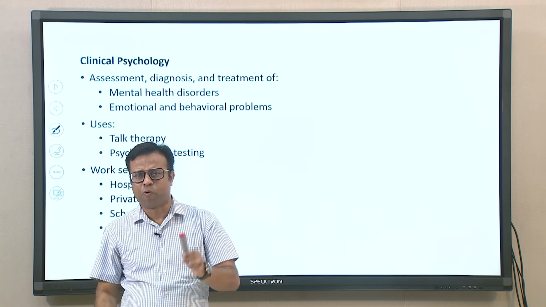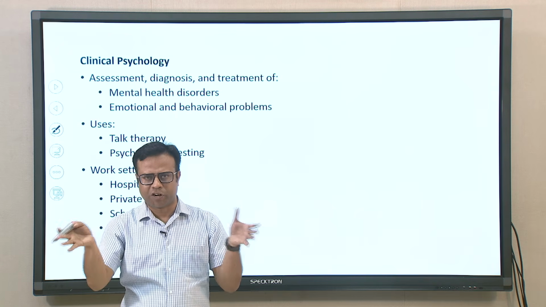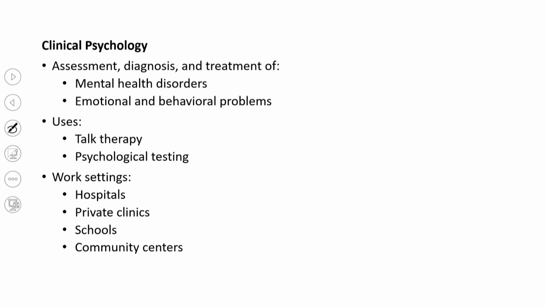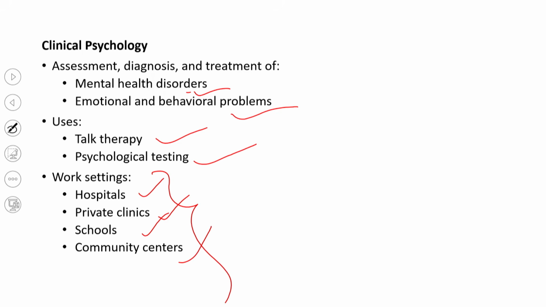Just to give one or two examples, what do clinical psychologists do? They assess, diagnose and treat mental health disorders, emotional and behavioral problems. A lot of clinical psychologists you will find in hospitals, in educational institutions and so on; their work is mental health disorder diagnosis and treatment. They use talk therapy and psychological testing to find out and then treat. They work in various settings such as hospitals, private clinics, schools, community centers and so on. You will find clinical psychologists in all these settings.